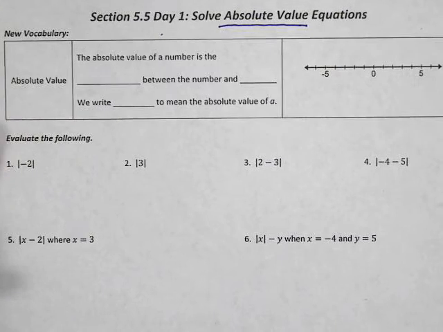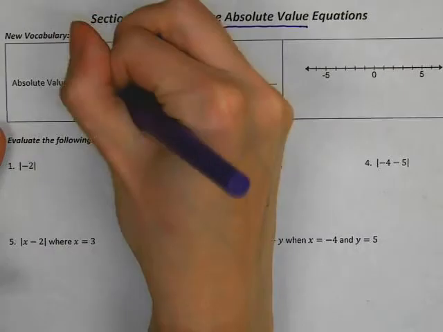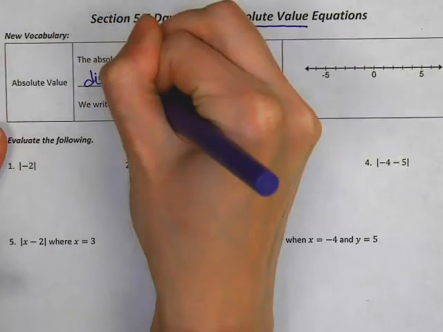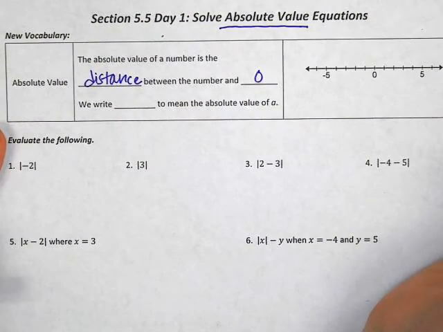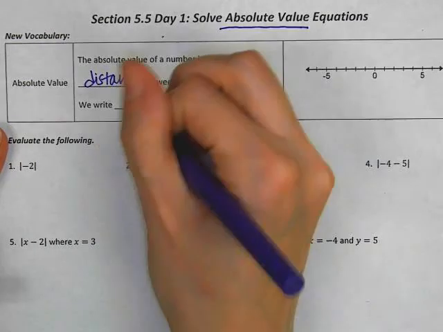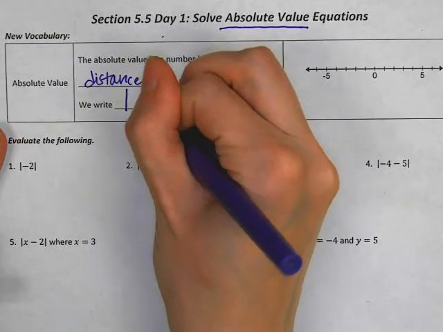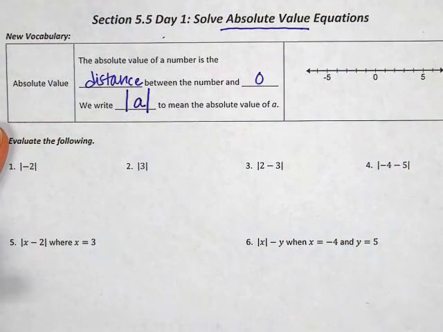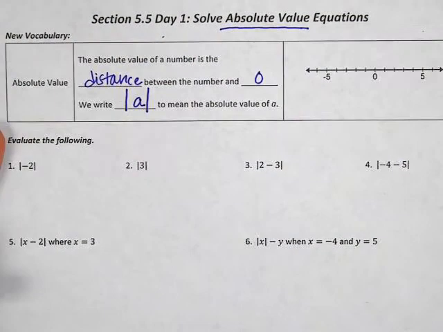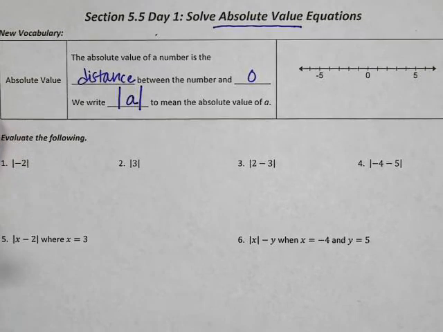The absolute value definition: it is the distance between a number and 0 on a number line. And the symbol that we use to talk about absolute value is two parallel bars with the number in the middle. That means absolute value. Okay, so here's what it means.